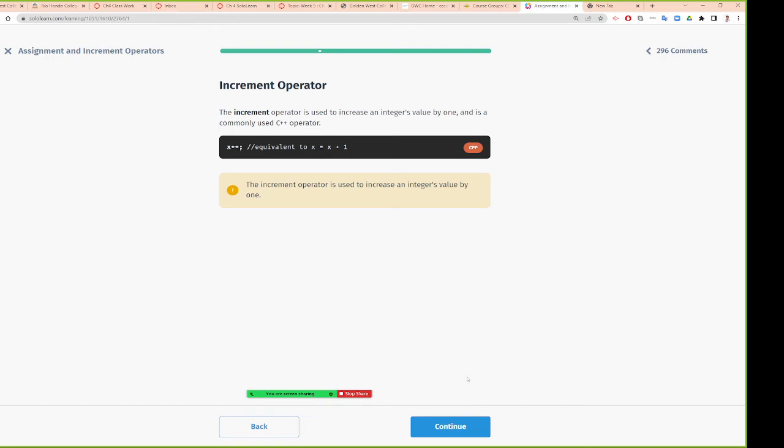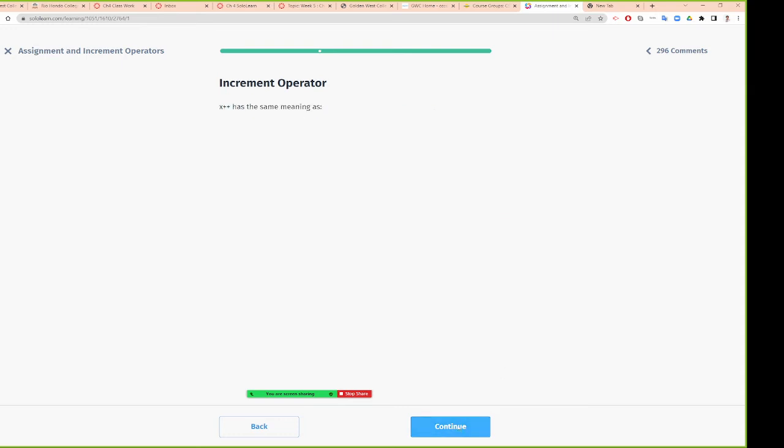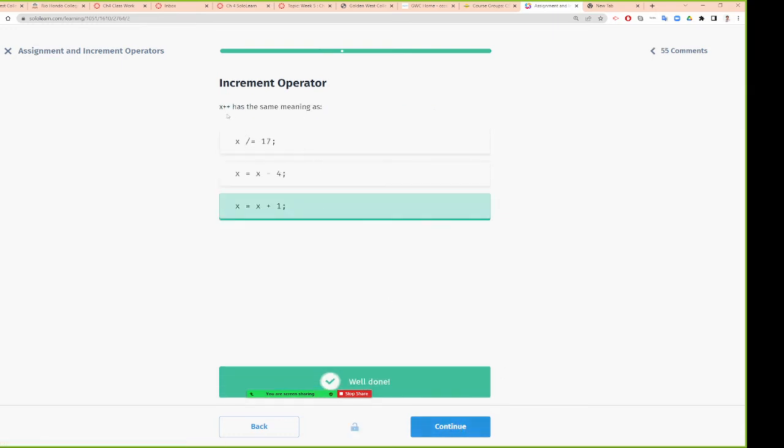It's called increment. The increment operator is used to increase an integer's value by 1. So this x plus plus is equal to x equals x plus 1. So if you can use only one sign, you want to use it instead of two signs. The increment operator is used to increase an integer's value by 1. So x plus plus is just equal to x plus 1.